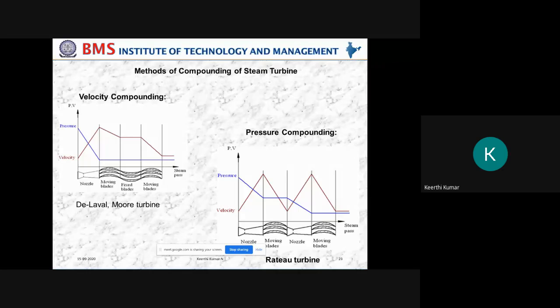Again, the high velocity steam will enter the second stage moving blade. Because of that, the velocity drops. This drop in velocity is converted to the rotation of the blades. This velocity is extracted in the form of rotation of the blades, so that at the exit there will be a low velocity. What is the inlet of the blade? The velocity at the inlet of the blade is very high, and at the exit it is less.